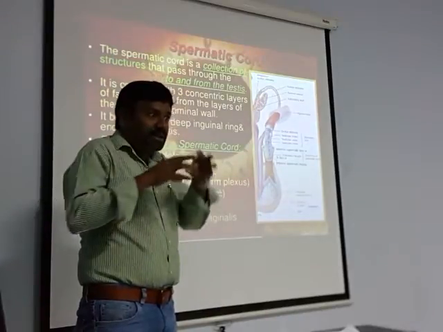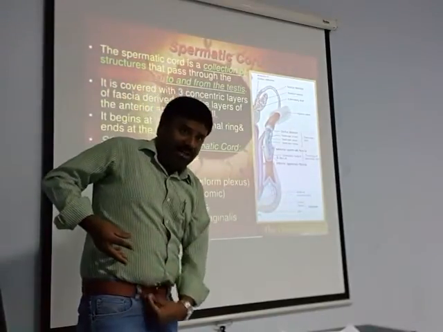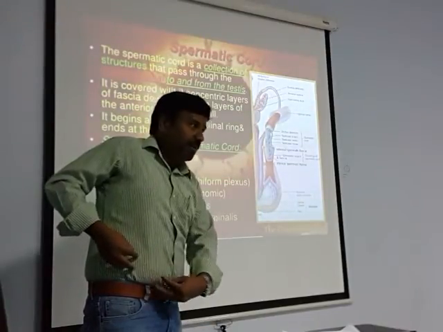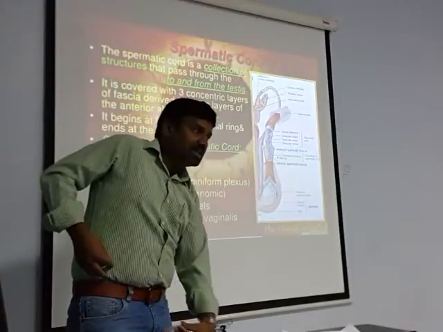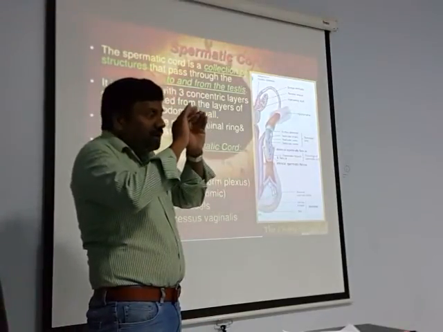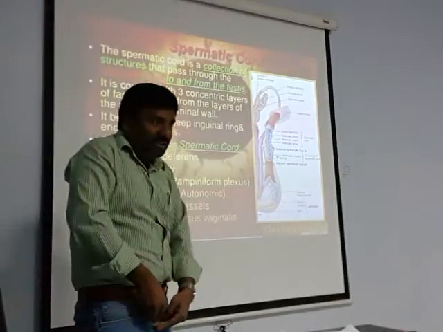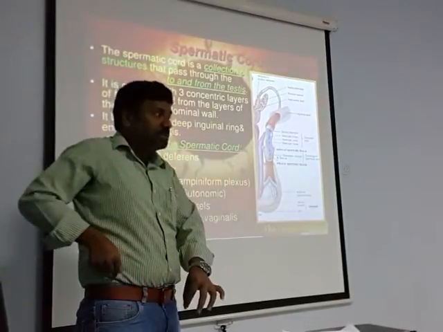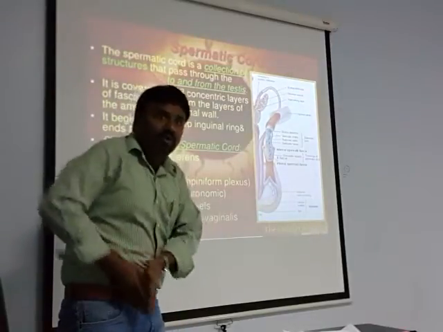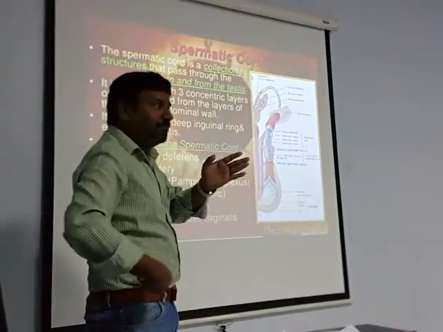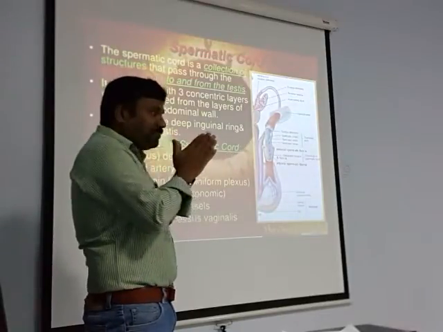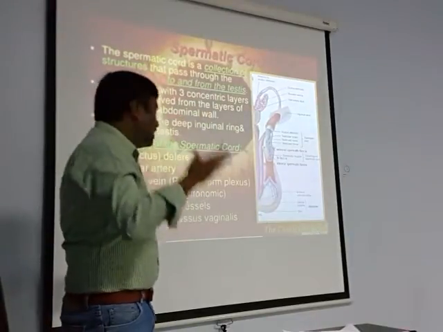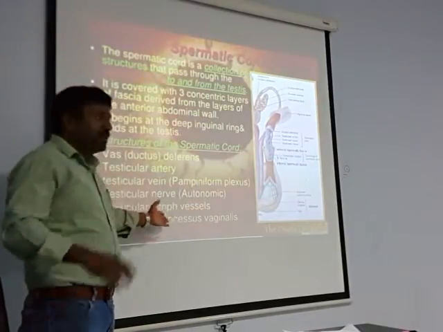So later what happens? As the testis descends down, there should not be continuation of the peritoneum covering the testis from the abdomen to the testis. Only a part remains over the testis, whereas in the spermatic cord it should disappear. Otherwise, if the peritoneum is still there, the contents of the abdomen may pass through that peritoneal opening and form a hernia. To avoid that, there is discontinuity. Some parts here and there may be remaining. That is called the remnants of the processus vaginalis.